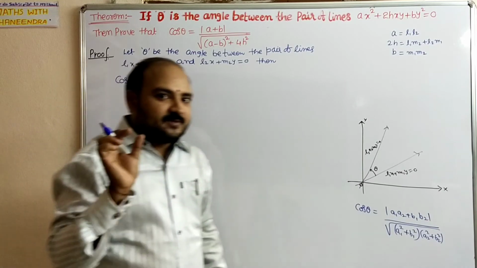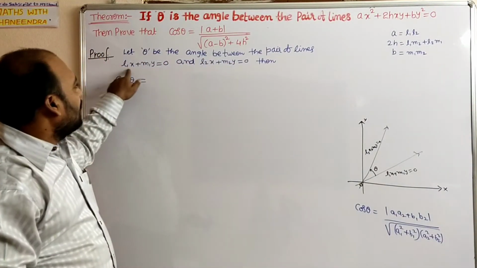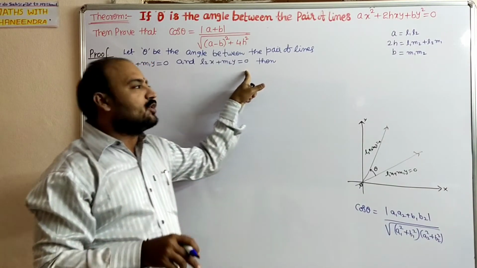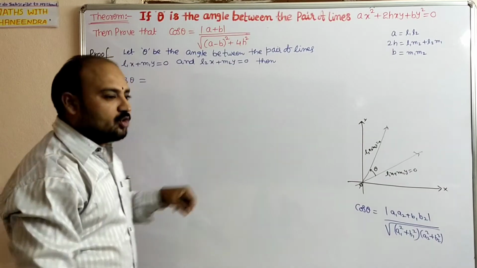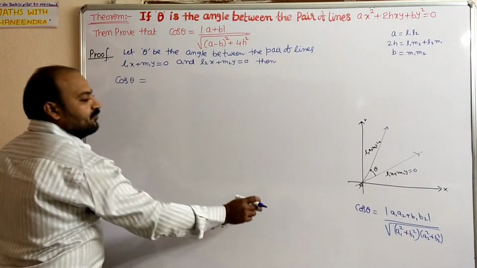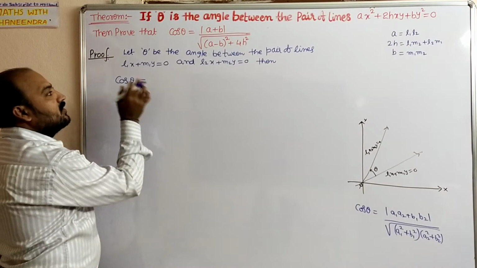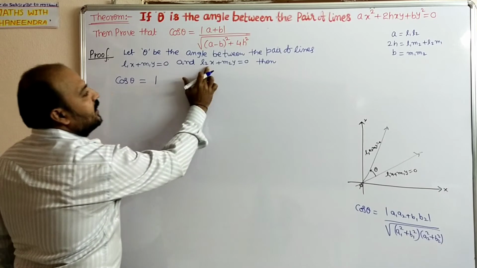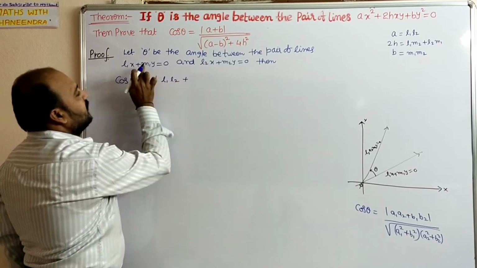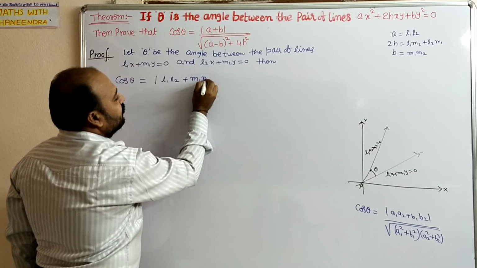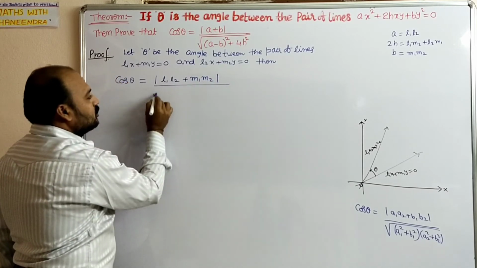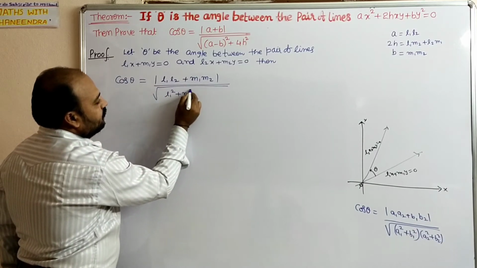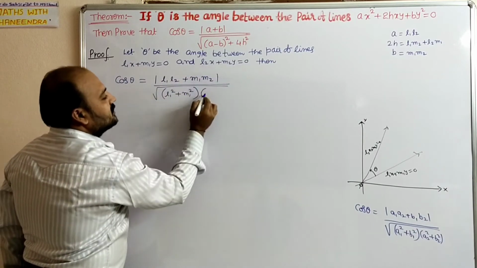In place of a1x plus b1y plus c1, what equation is there? L1x plus m1y equal to 0. In place of a2x plus b2y plus c2 equal to 0, we have l2x plus m2y equal to 0. So by using this cos theta formula, wherever a1, a2, b1, b2 are there, we put l1, m1, l2, m2: mod of l1 l2 plus m1 m2, whole divided by square root of l1 square plus m1 square into l2 square plus m2 square.